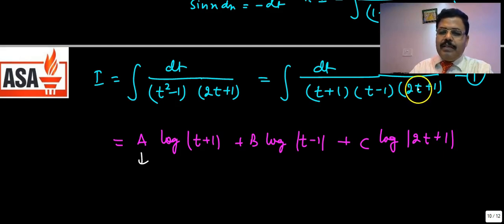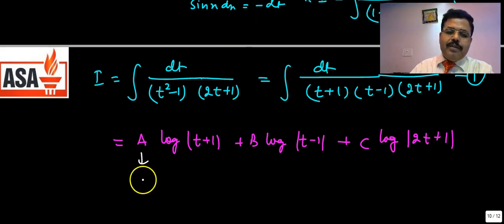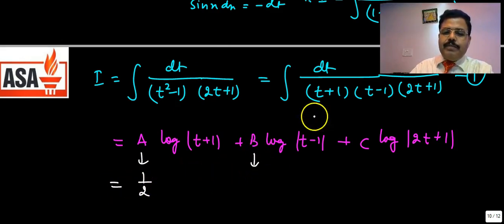And if I put T is equal to minus 1, this will be minus 2 plus 1, that is minus 1. So minus 1 will come from here, or minus 2 comes from there. So minus 1 into minus 2, that would be 2. And in the numerator, this will remain 1. So the value of A will be 1 by 2. Value of B is what?